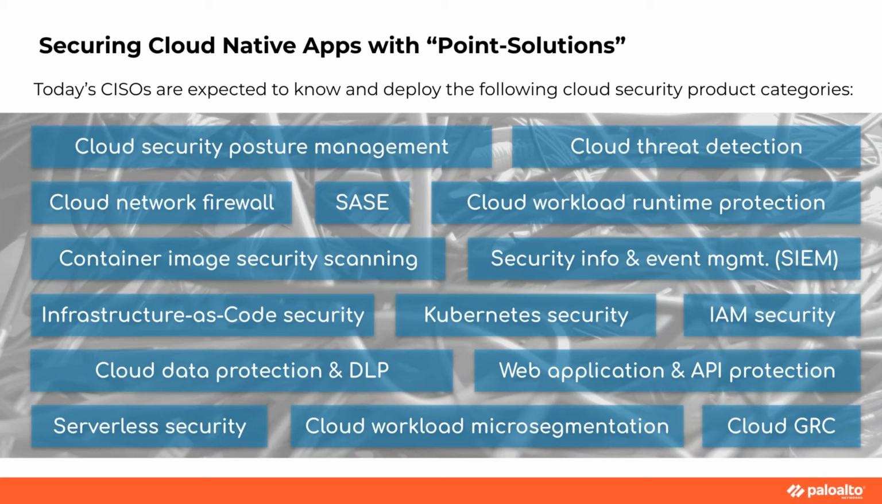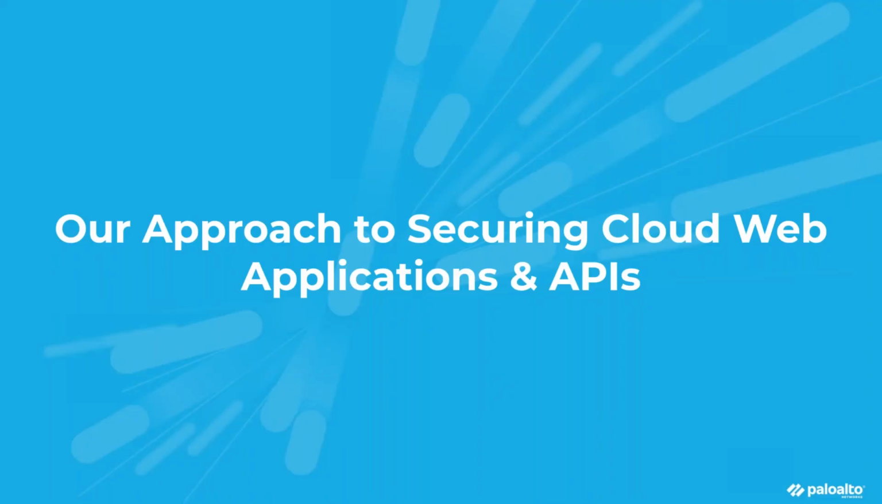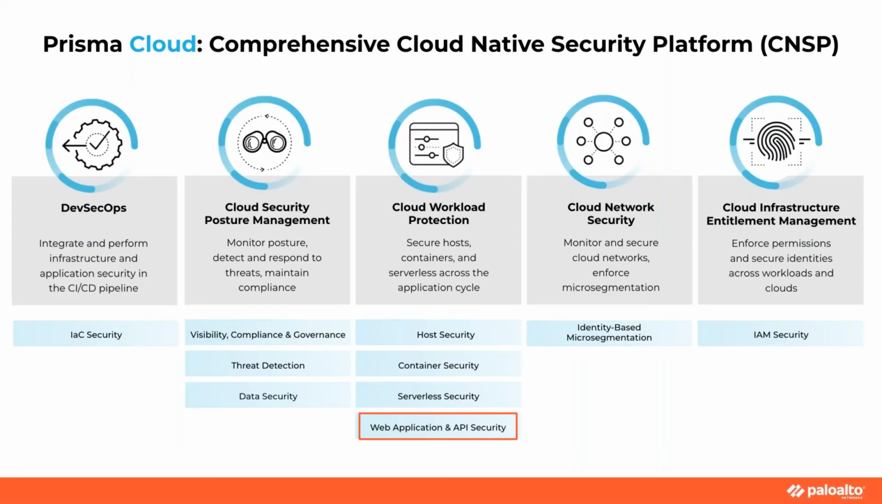And really, today CISOs are expected to deploy all sorts of categories. We have 15 or more different product categories that are listed in here, and they have to know these categories, understand the needs and requirements, and deploy different products and learn how to use them and how to integrate them. And that's a real pain point. So an ideal approach would have integrated all of these solutions into a single product. And I think that this is where our approach to securing cloud native web apps becomes really unique.